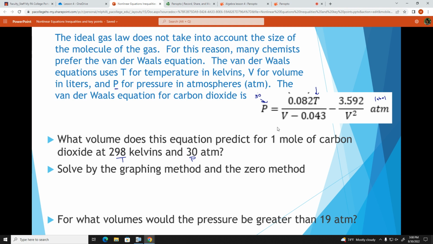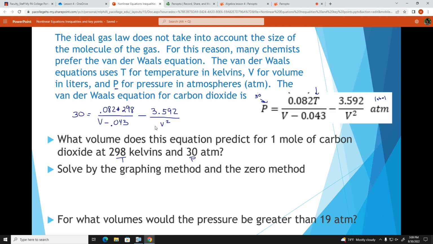So I'm going to rewrite this formula based on the numbers that they gave me. So I have 30 is equal to, put my first fraction bar, 0.082 times the 298, and that's over V minus 0.043. And then I have subtracted from that the fraction 3.592 over V squared.